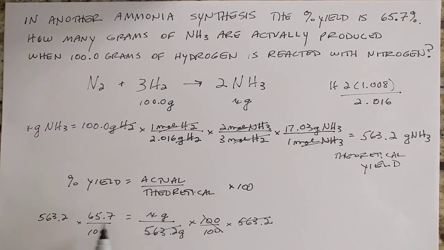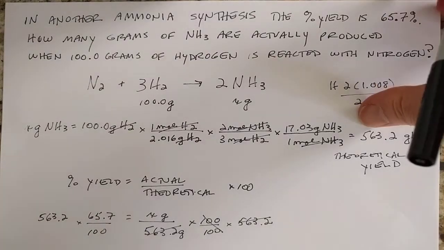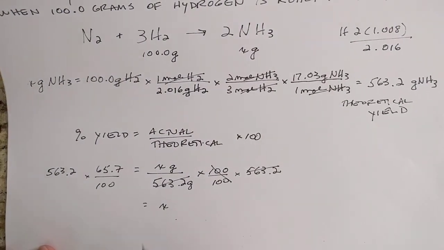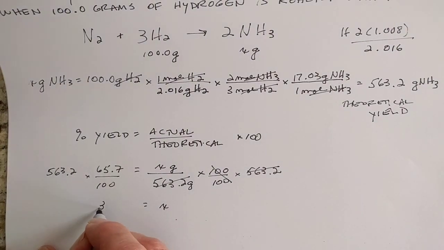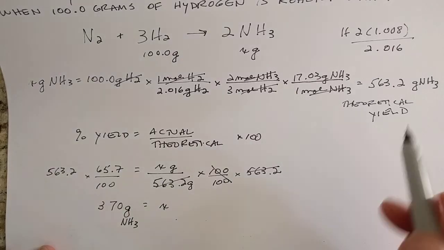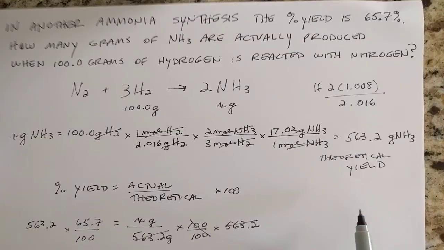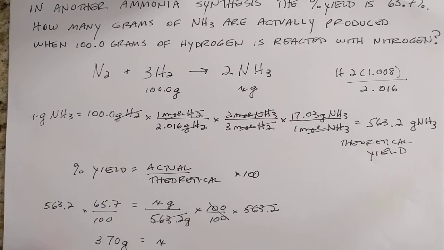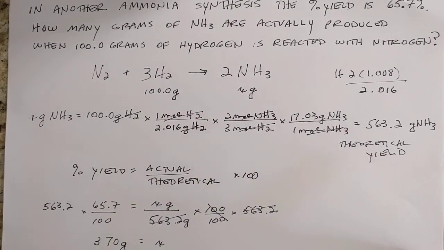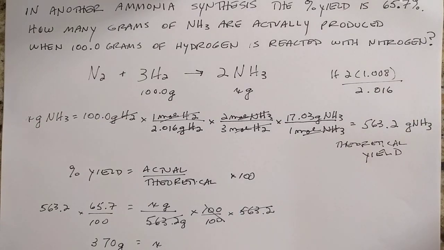So let's see, 4 sig figs, 3 sig figs, unlimited, so this can only have 3 sig figs. So our answer then, our x, is 370 grams of NH3. So this is what we really got. This is what we would have got if it was perfect, and then our percent yield of 65.7. So they're the two types of problems that you will see with percent yield. That's all.